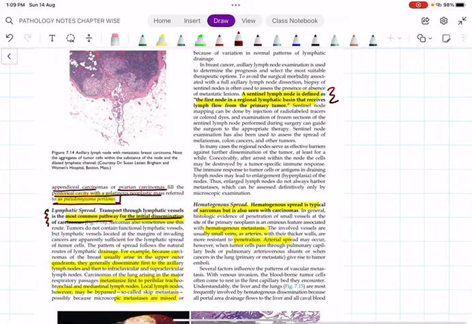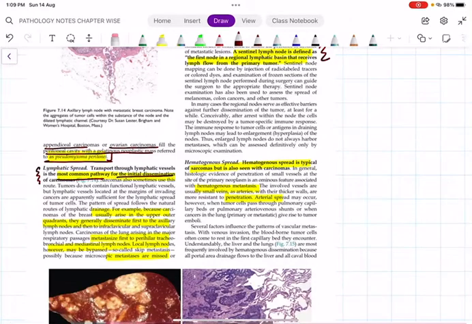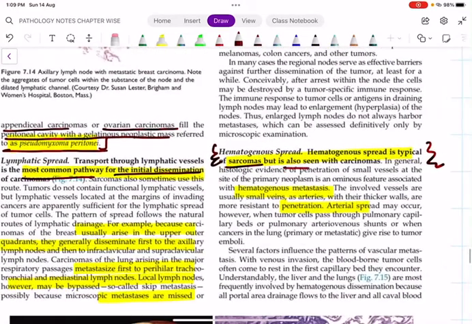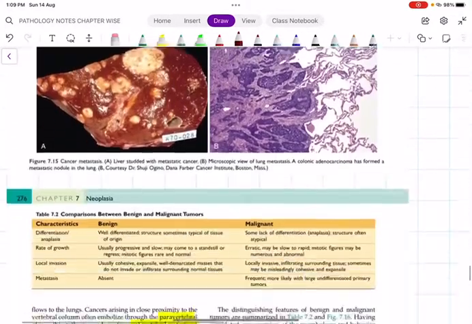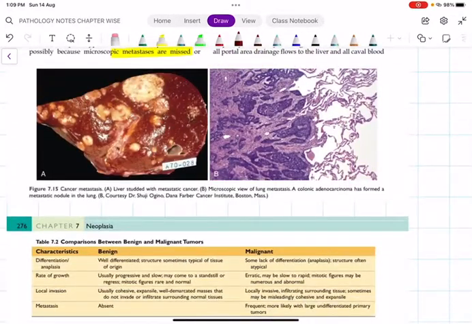Then we have hematogenous spread. As far as carcinomas are concerned, lymphatic spread is the major pathway. Whereas hematogenous spread, that means via the blood, is most characteristically seen with sarcomas, though it is also seen with carcinomas. You can see the liver with metastasis. The liver is one of the common sites. Liver and lungs are the common sites for metastasis.